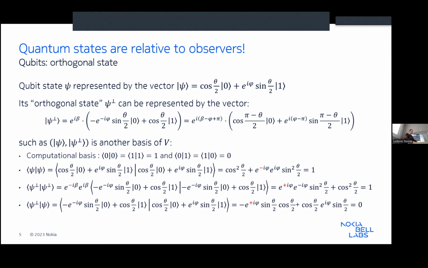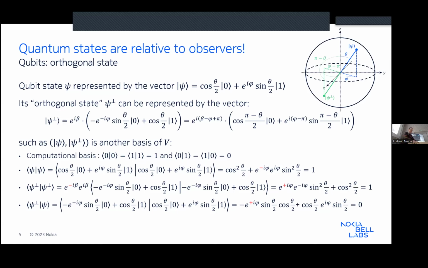So for any quantum state psi, you can define a state that is psi orthogonal and you can write it in this shape up to a global phase e^{i beta}. And this corresponds to the opposite point in the box here, in fact. Because if you have theta and phi for psi, you see that the opposite point has angle pi minus theta and angle phi minus pi. This is the second part here. This is what I used for the calculation here. And this can be written in this shape with a global phase here. And you see that here, using the trigonometric formula, you have something which is in the same shape as here, except that you change theta with pi minus theta and phi by phi minus pi.